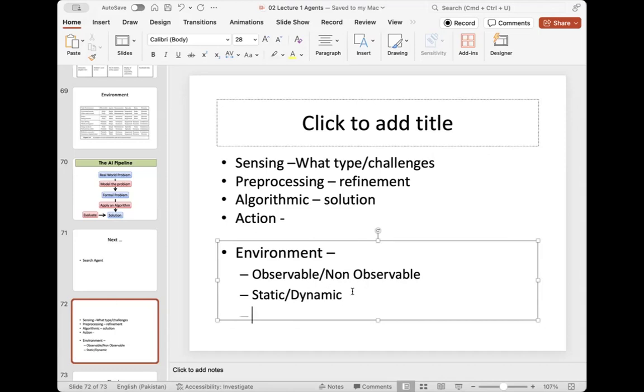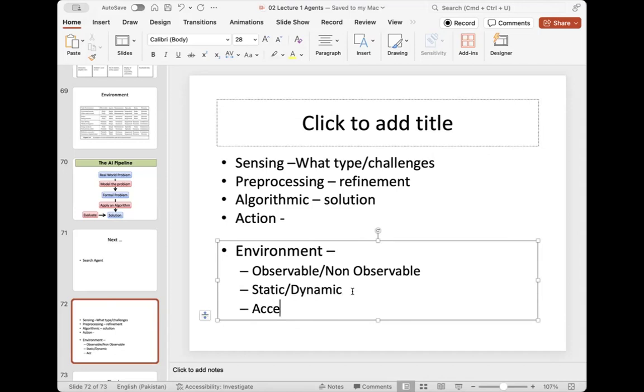Then you have got another aspect, which is called accessibility. Whether the environment is accessible or not. So what would this mean? This would mean whether you can reach from one place to another place easily or not.